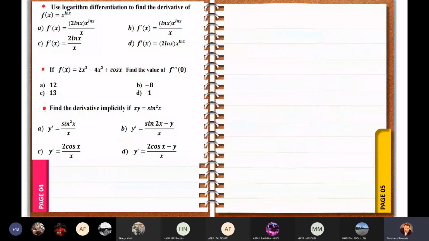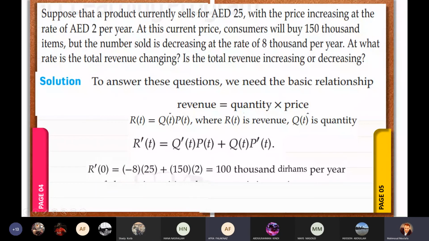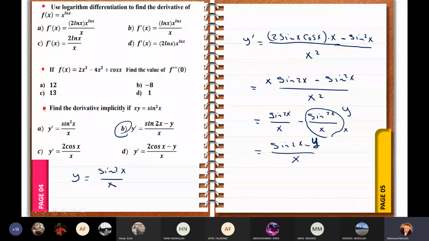Teacher, can you repeat? Okay, I will repeat. First, solve for y. So y will be sine square x over x. Find the derivative: u prime multiply v minus v prime, which is 1, multiplied by u. Simplify 2 sine cosine, it is sine 2x, multiplied by x, minus sine squared over x squared.